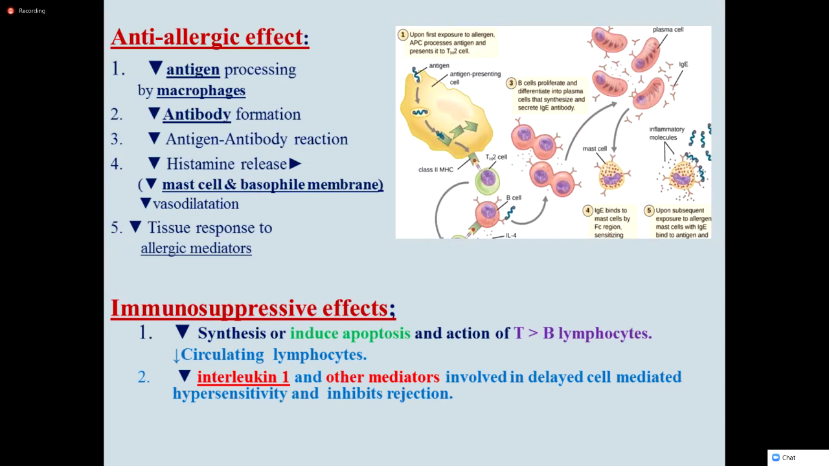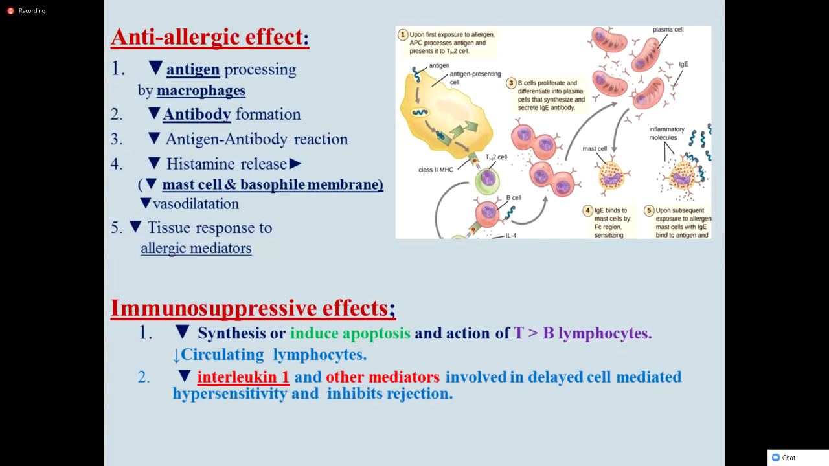These glucocorticoids also have some anti-allergic effects. This is because of decrease in antigen processing by macrophages, so there will be decrease in antibody formation. When there is decrease in antibody formation, there will be lesser antigen-antibody reaction. You must also know that histamine is released in case of allergy. So it stabilizes mast cell and basophil membranes and decreases the vasodilation also. So altogether, it decreases tissue response to allergic mediators.